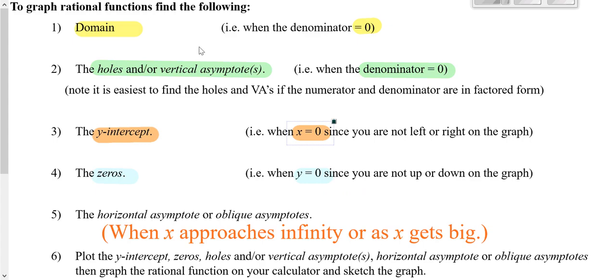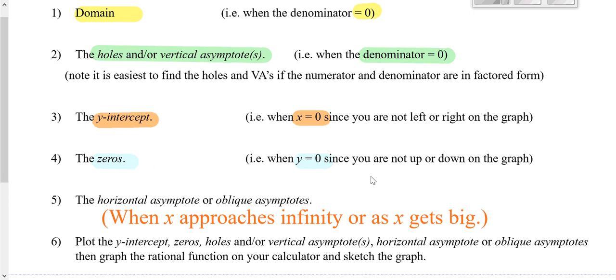So in graphing rational functions, we want to do all this stuff. Find our domain, basically look at what causes the bottom to be 0, and your domain's going to be all real numbers other than that. You want to find your holes. Once again, you want to factor the top and the bottom, and holes are when you have common factors. Vertical asymptotes are what causes the bottom to be 0 after it's been simplified. Y-intercept is when your x value is 0 because you're not left and right. Your zeros or x-intercepts are when your y is 0 because you're not up and down.